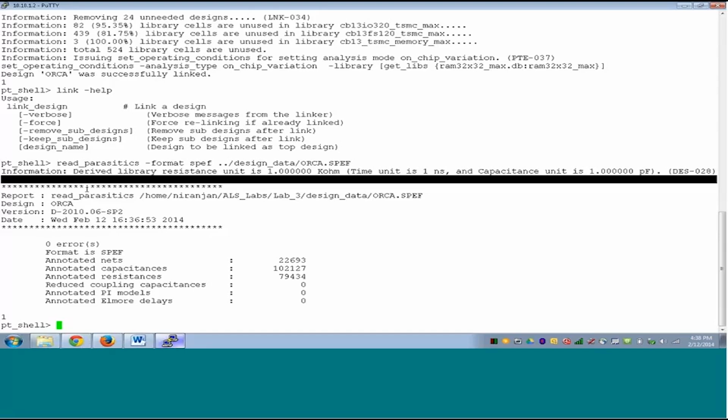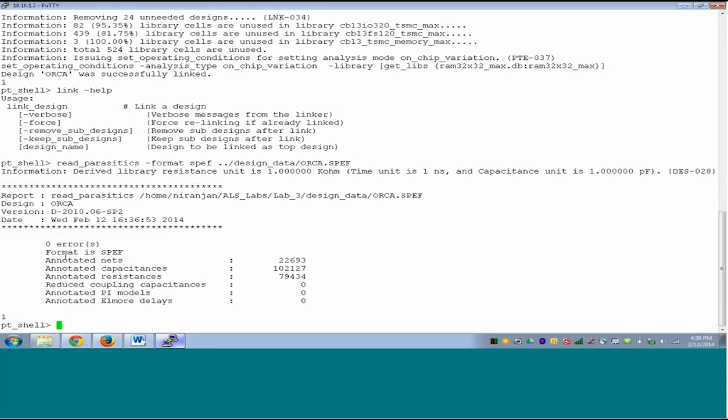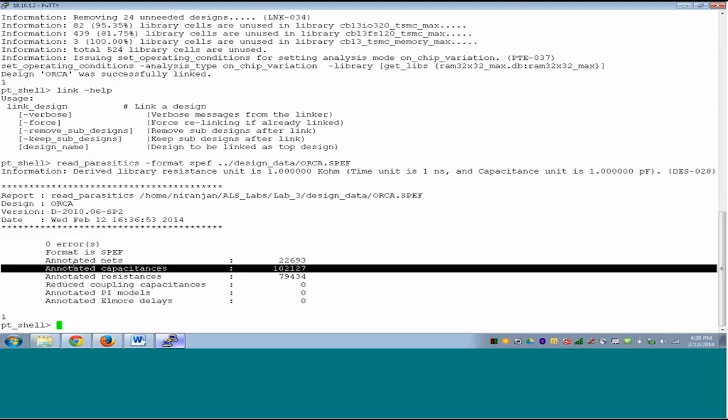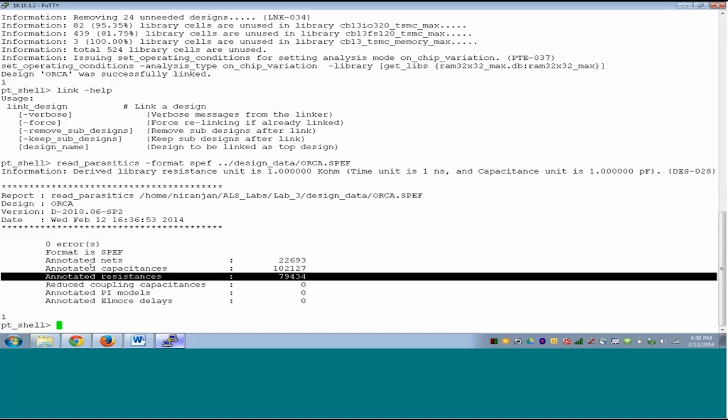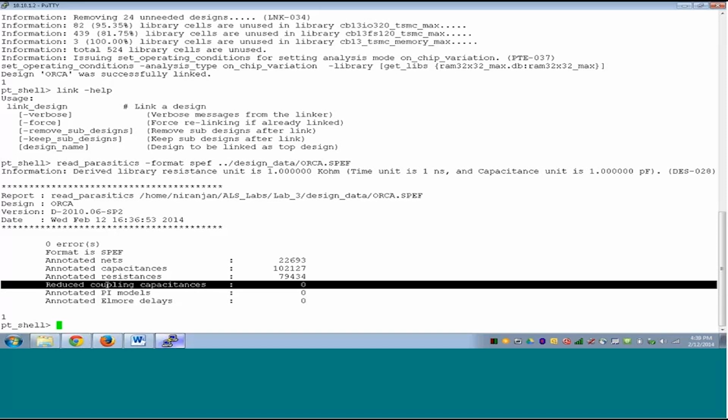So it tells us there are 0 errors. How many annotated nets? That means these many nets have resistance present in the SPEF and they are annotated. So these are the total annotated nets. These are the capacitances and resistances. Each net can have multiple caps, multiple nodes, and different resistances. So it says the coupling capacitance is 0.